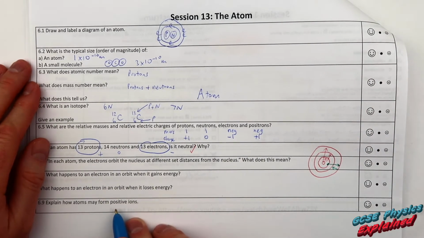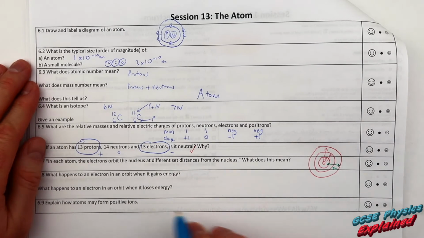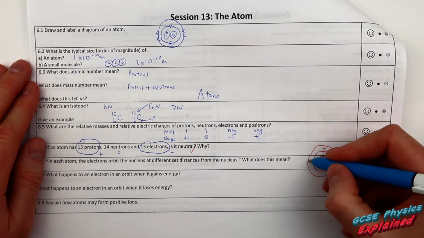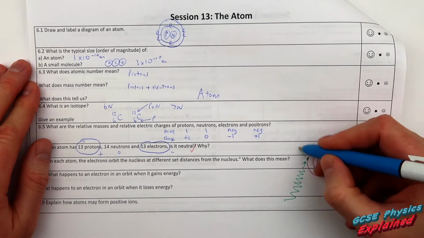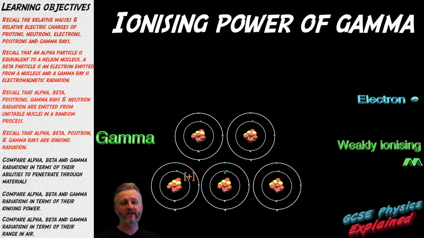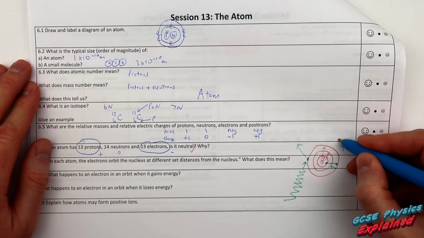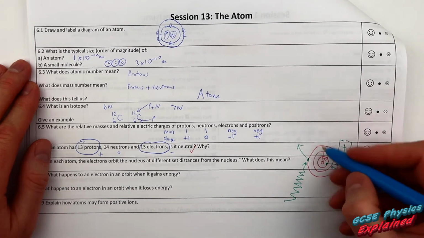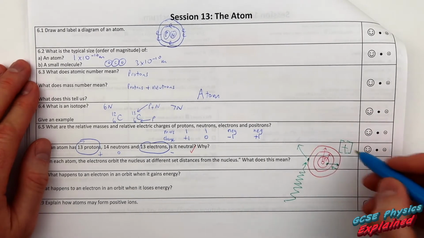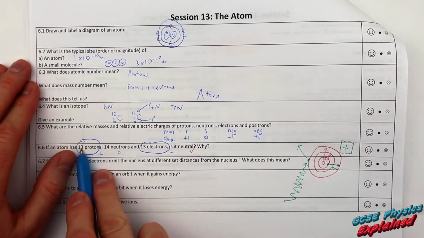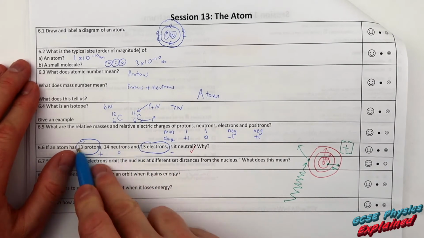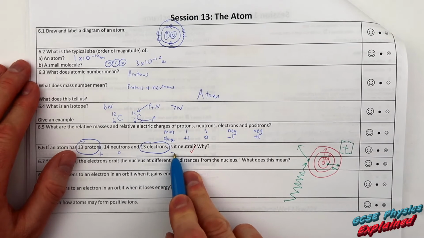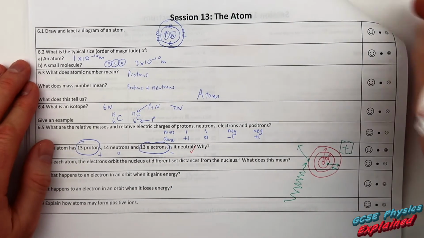Explain how atoms may form positive ions. They lose electrons. So just say you've got an electron orbiting around here. Some gamma comes along and hits it, knocks the electron off. Gamma is only weakly ionizing, as shown by my animation. This atom now gains a positive charge because it's got one less negative charge. So if, like before, it had 13 protons and 13 electrons, now it's only got 12 electrons. So 13 positives and 12 negatives, that leaves an extra 1 positive.